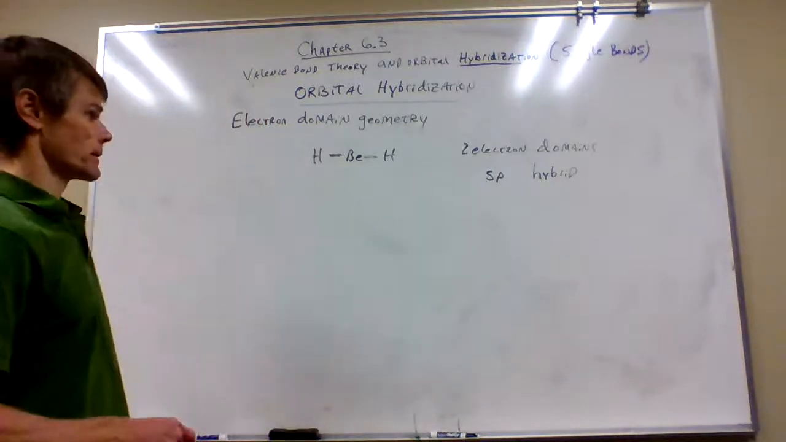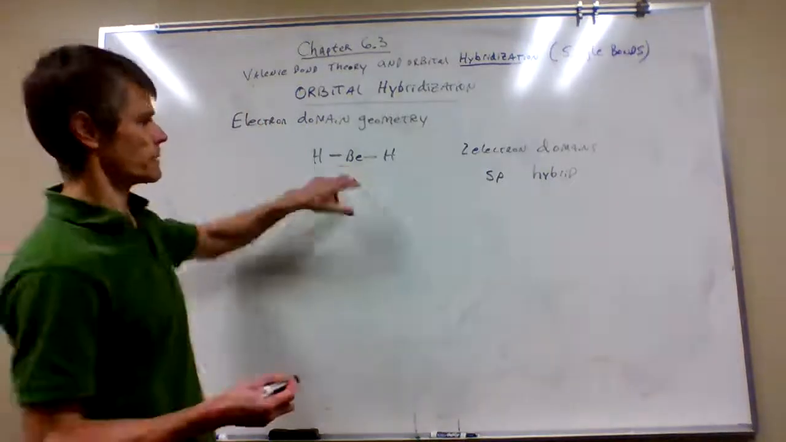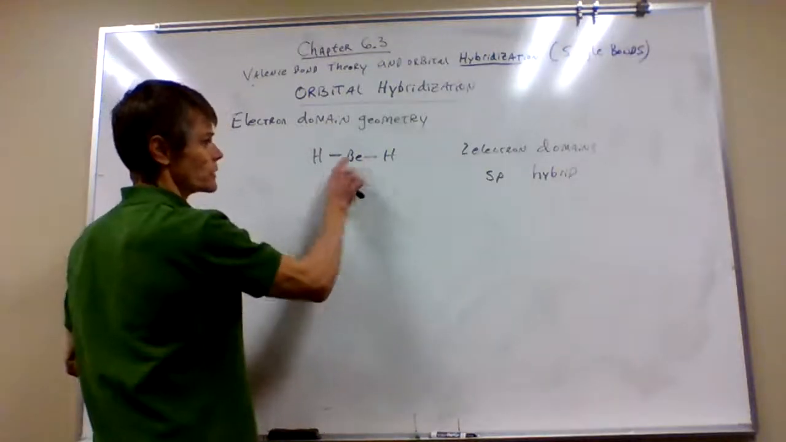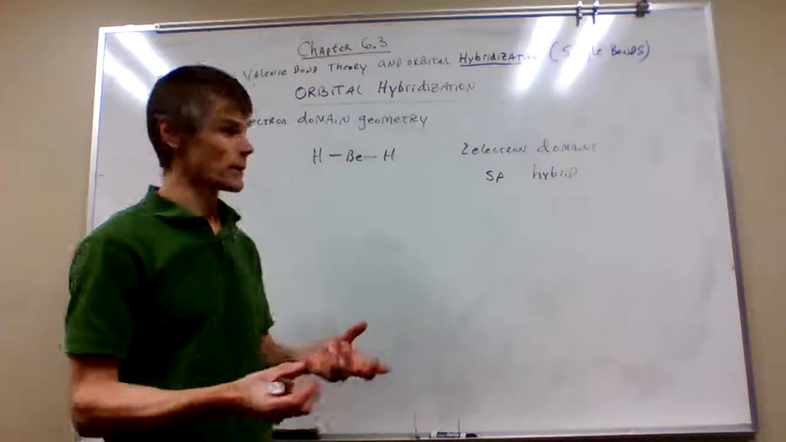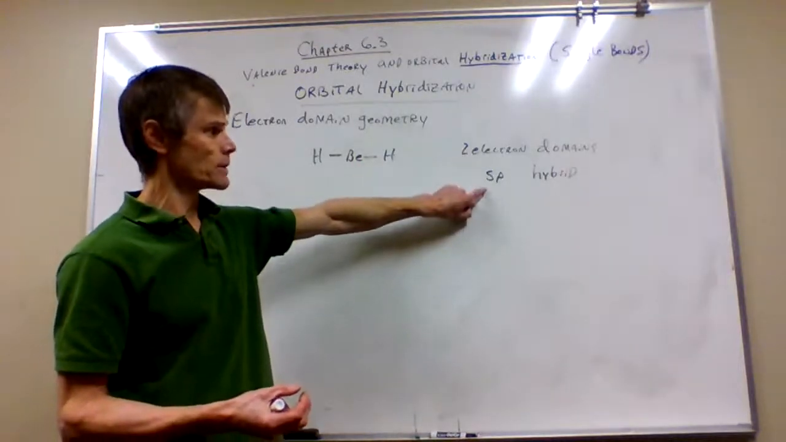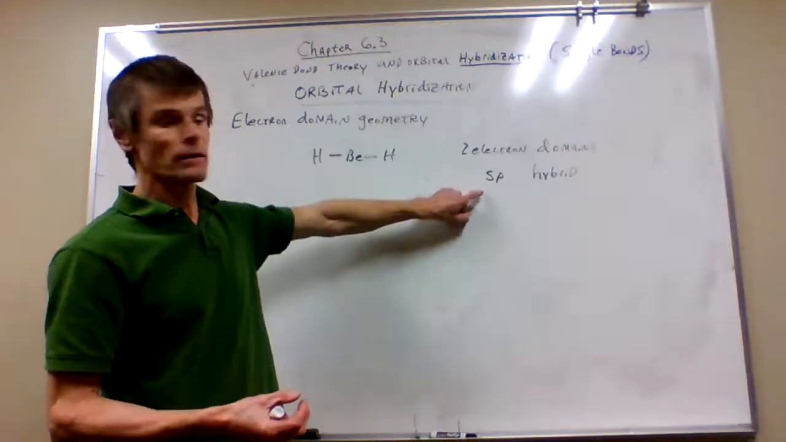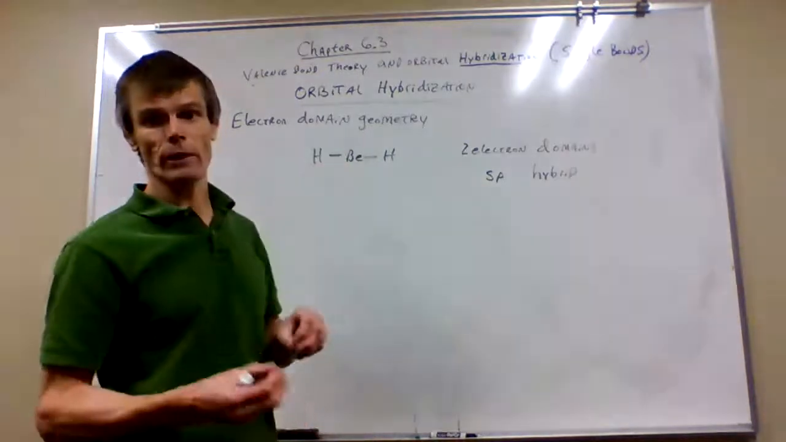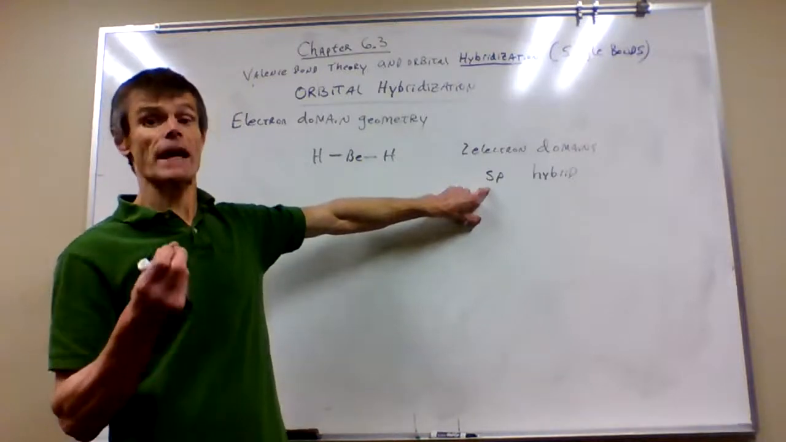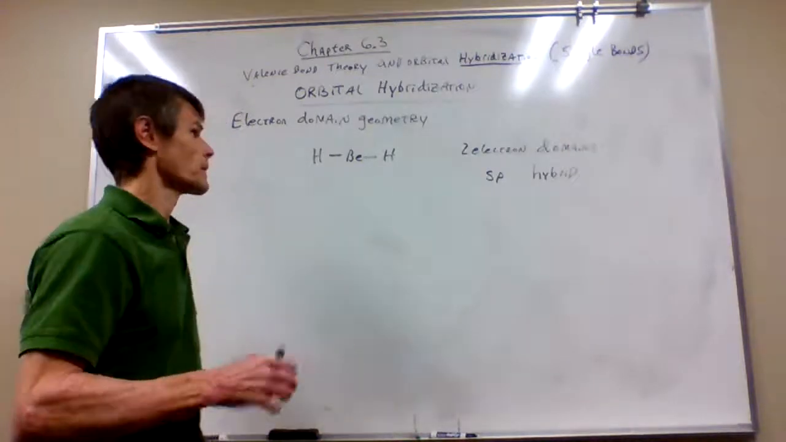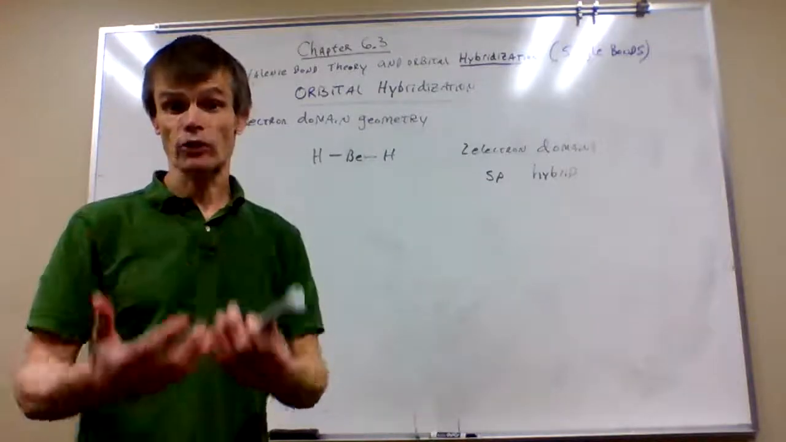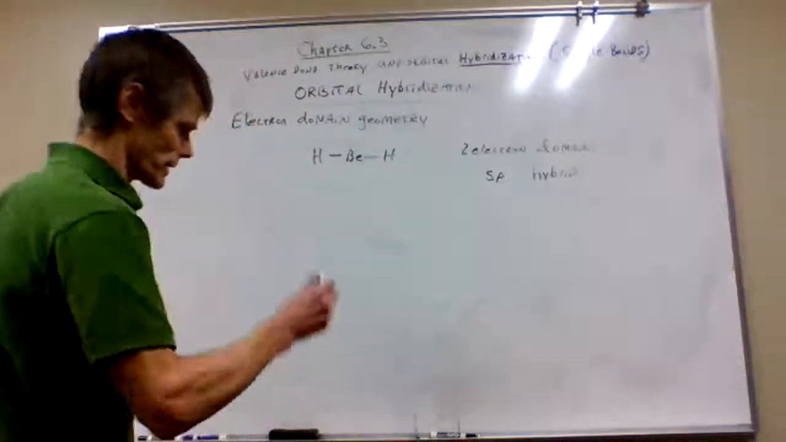Beryllium hydride. Remember, we said that beryllium is an exception to the octet rule. It only needs 2 regions of electron density about it. So in other words, beryllium has 2 electron domains. When our central element has 2 electron domains, we're going to say that there's a possibility that it's sp hybridized. Let's just go through one more example of how we can visualize this using an orbital diagram.